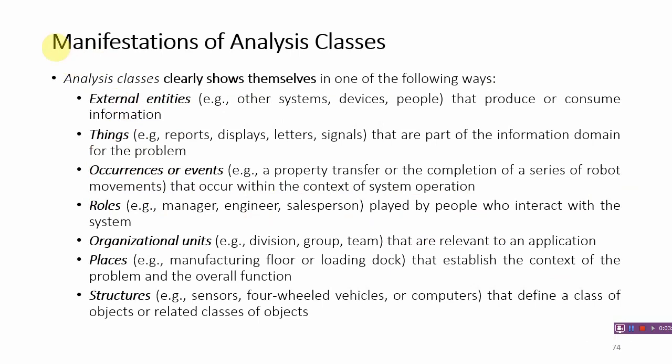Once the nouns are separated out, we have to follow the process of manifestation of analysis classes. They need to clearly show themselves in one of the following ways. External entities, for example, other systems, devices, or people that produce or consume information. Things that are part of the information domain for the problem, for example, reports, displays, letters, signals, etc. Occurrences or events that occur within the context of system operation, for example, a property transfer or the completion of a series of robot movements.